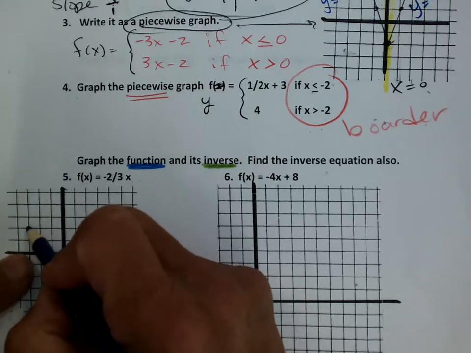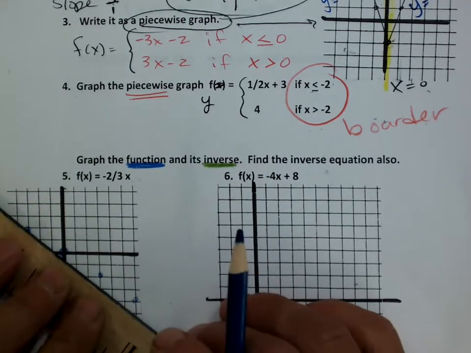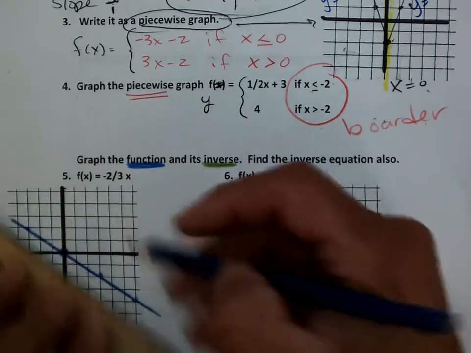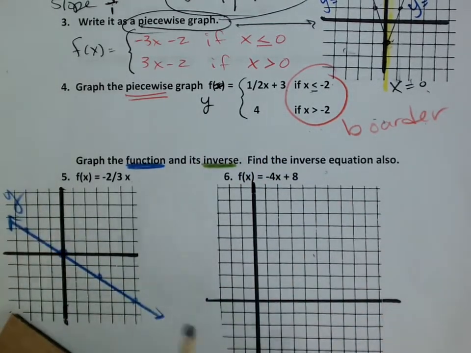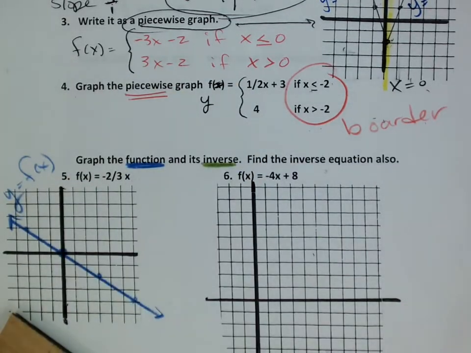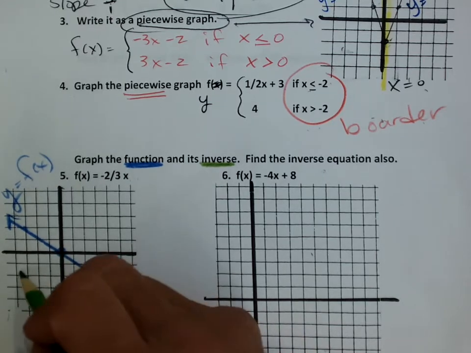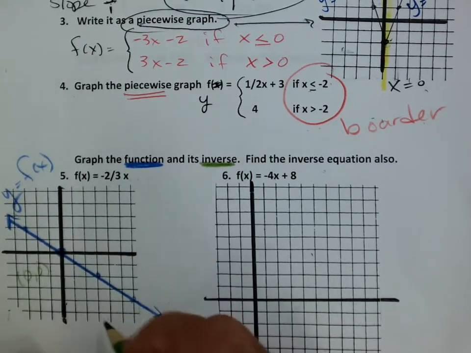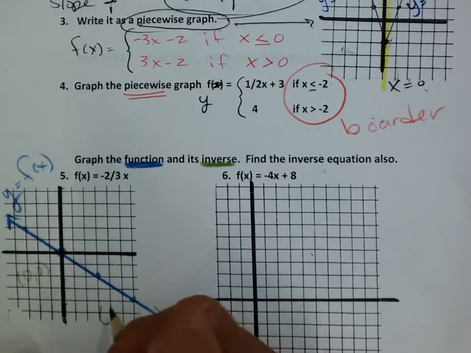I'm going to graph that in. Okay, there's my original. That's y, or f of x. Now I want its inverse. Probably the easiest thing for me to do is just take a point. So I've got 0, 0. That's going to stay. And I've also got a point at 3, -2.